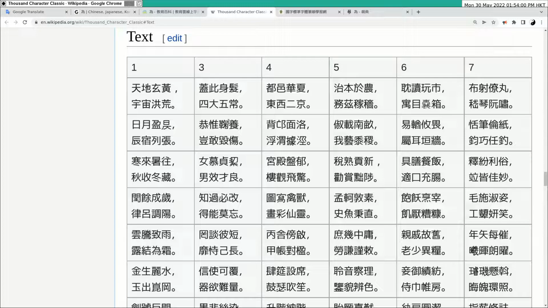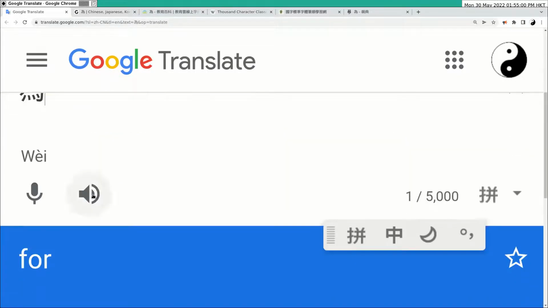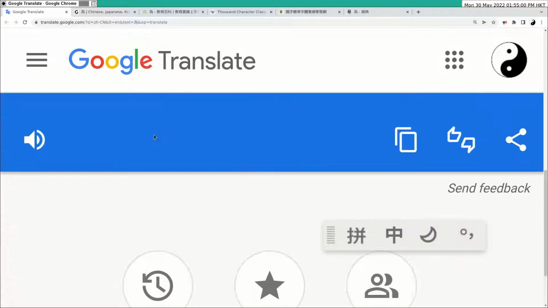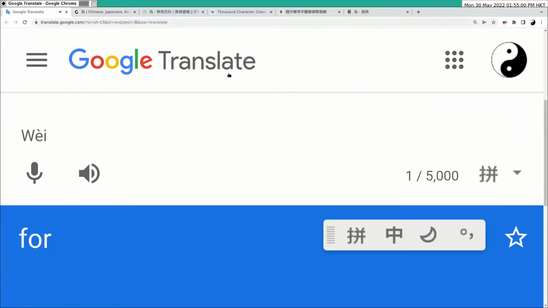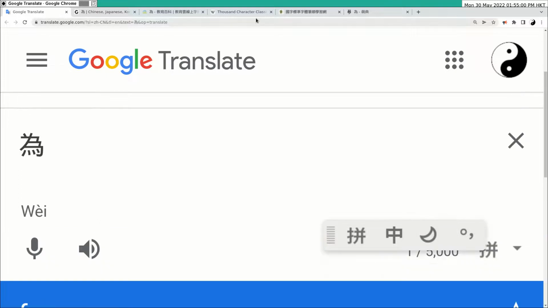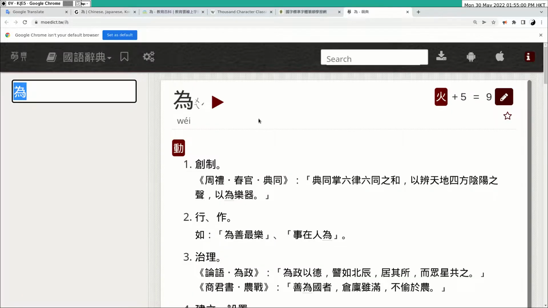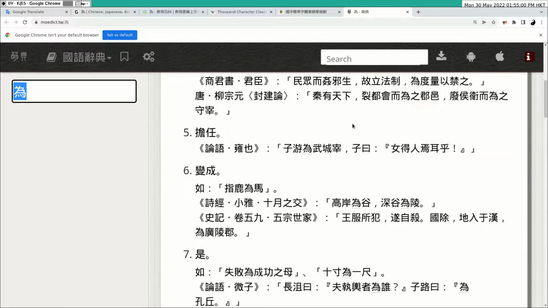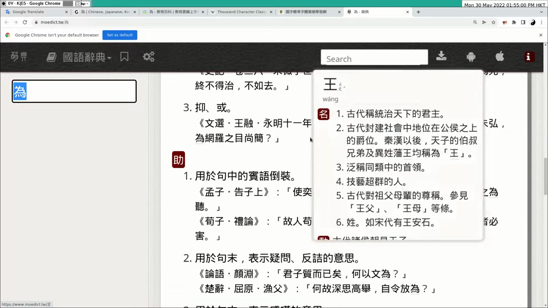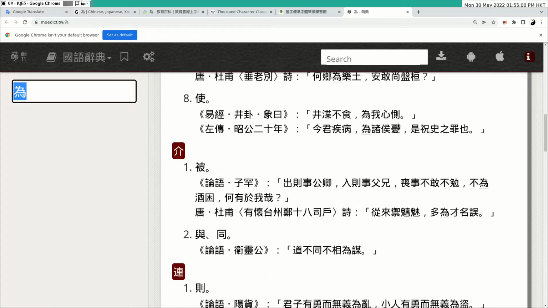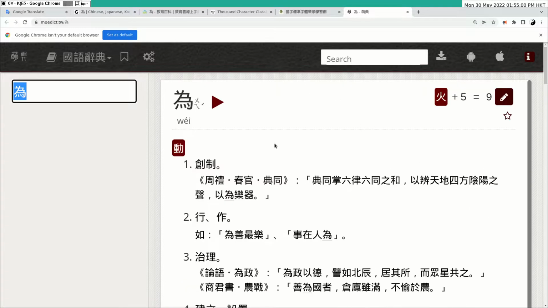Today we have a very complicated word. Wei. 喂 This is not easy. If you look at Google Translate, they're only saying "for." And it's too simple. 喂 And in fact, it's much more complicated than that. If you look at the standard dictionary here, you can see plenty of explanations, and that's not easy. To fully understand this character needs a very in-depth knowledge of Chinese literature.